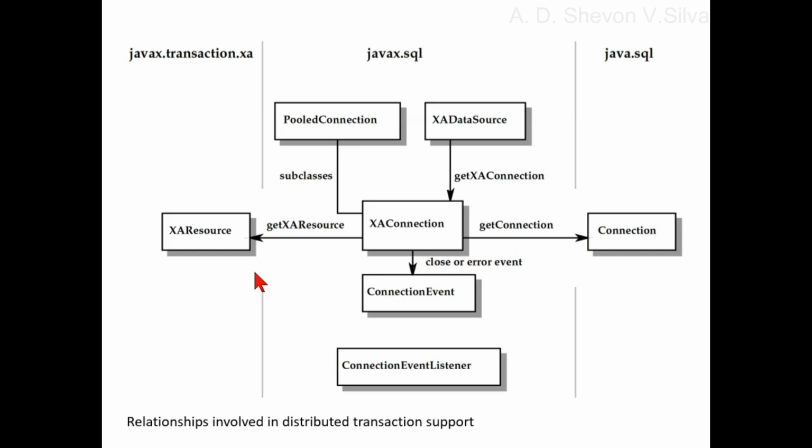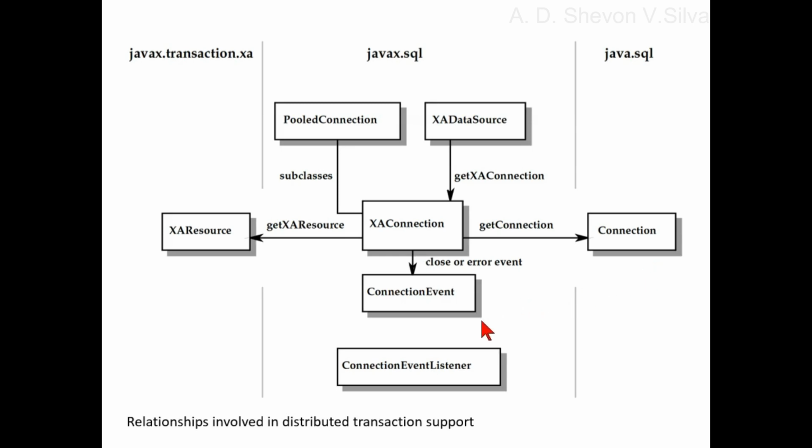Interface XAResource. The XAResource interface is a Java mapping of the industry standard XA interface based on the X/Open CAE specification, Distributed Transaction Processing: The XA Specification. Interface Connection, a connection session with a specific database. SQL statements are executed and results are returned within the context of a connection.